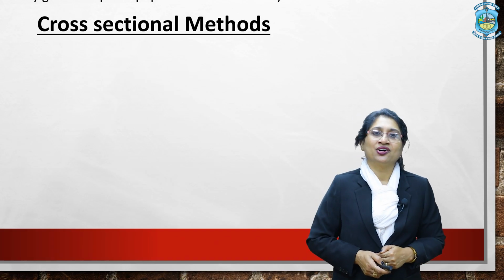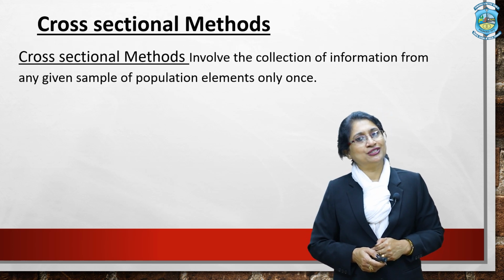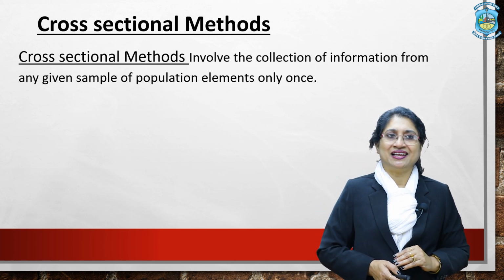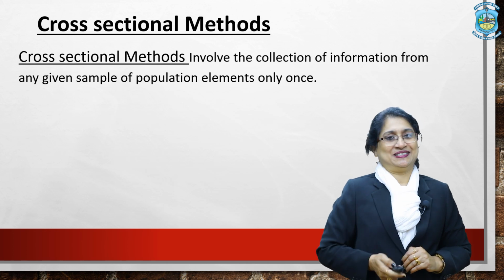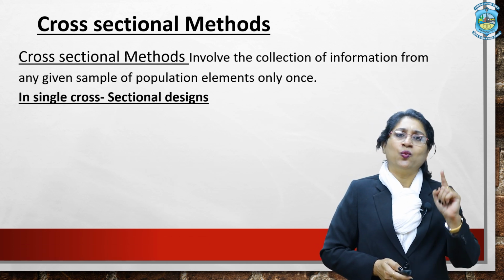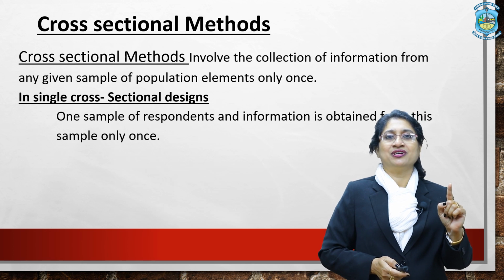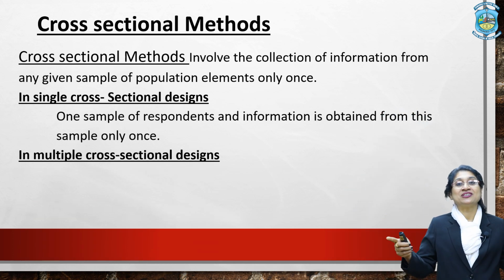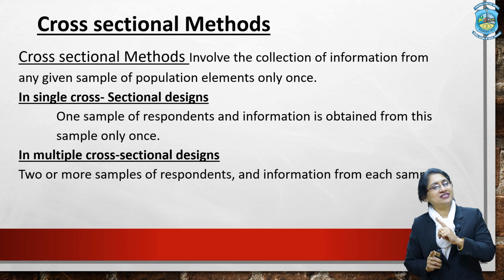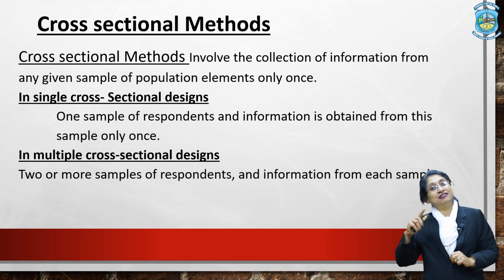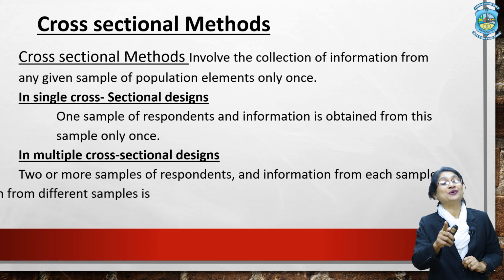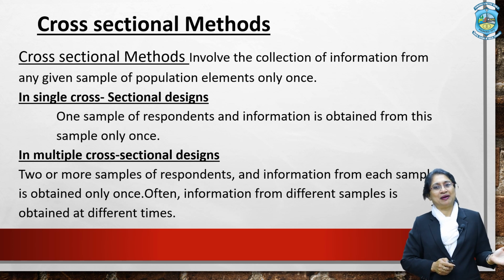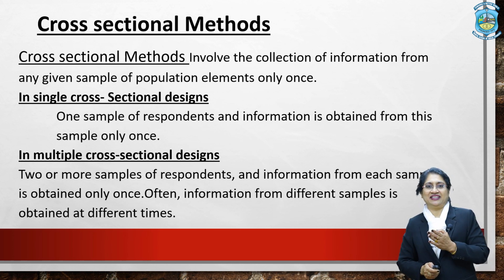Cross-sectional methods. Cross-sectional methods involve the collection of information from any given sample of the population element only once. In single cross-sectional design, there is one sample of respondents and the information is obtained from this sample only once. In multiple cross-sectional designs, there are two or more samples of the respondents and the information from each sample is also obtained only once. Often, information from different samples is obtained at different times.